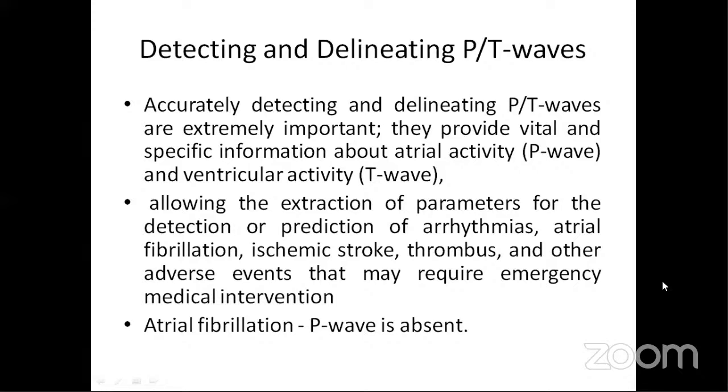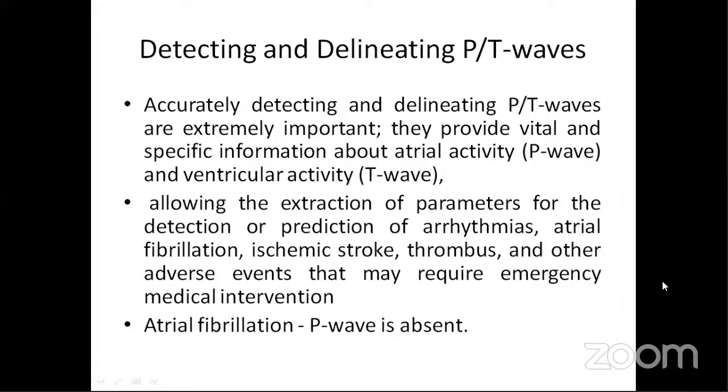by finding true positive, true negative, false positive, and false negative. Then comes detecting and delineating the PQRST waves. The identification of PQRST waves is very important to find abnormal things inside the ECG. So it is also important to detect P waves and T waves.